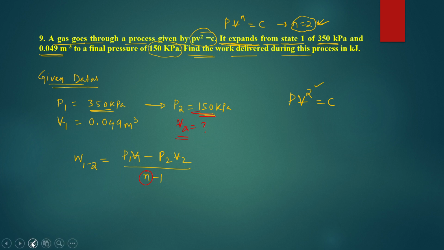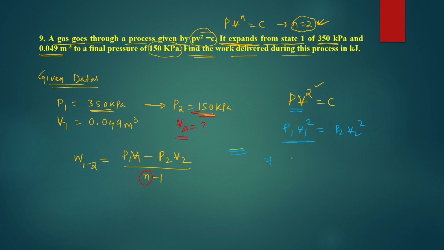So to find out the value of V2, we have to use the polytropic equation, right? So what is the polytropic equation? Basically this one, right? I can write this as P1 V1 square will be equal to P2 V2 square, right? And in this particular equation there is only one unknown, that is V2, right?